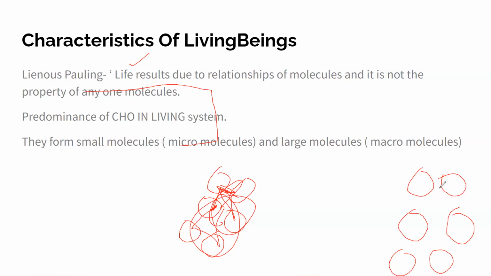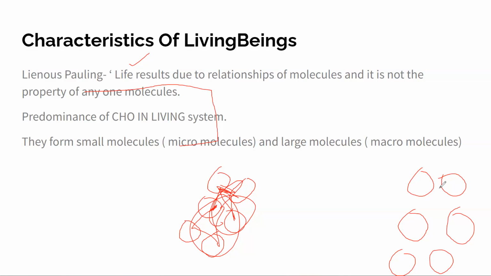Okay, so life results due to relationships of molecules, and it is not the property of one molecule. One molecule won't give a life. It should be an interaction between them. In a living organism, which molecules are predominant? Carbon, hydrogen, oxygen are predominant. These are more in number.